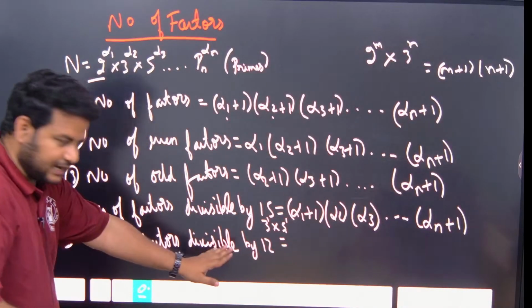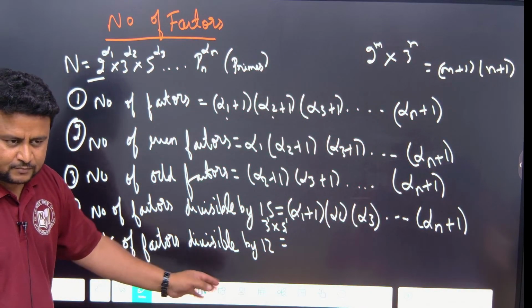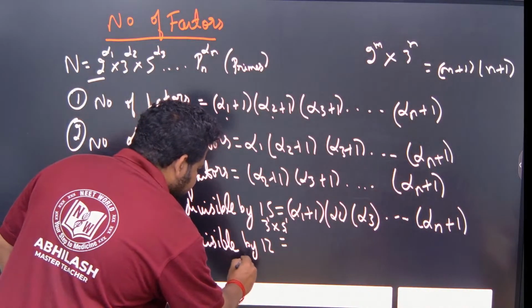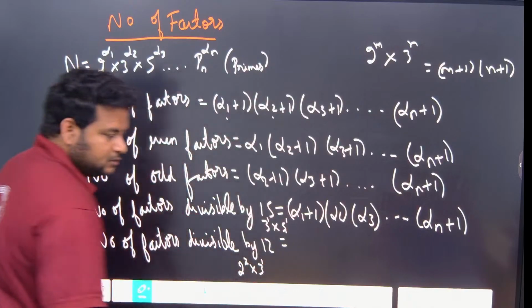Now you will get it clear when I talk about 12. So 12 can be written as what? 4 into 3. But we should not write 4, we should write it in primes. So I will write it as 2 square into 3. Here the power of 2 is 2, and here it is 1.